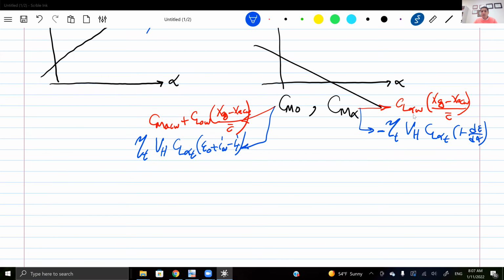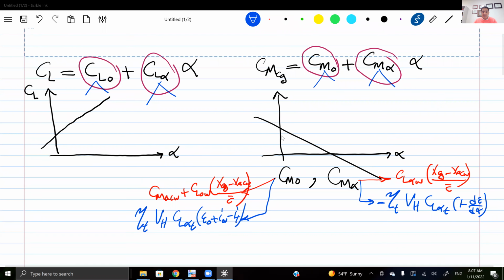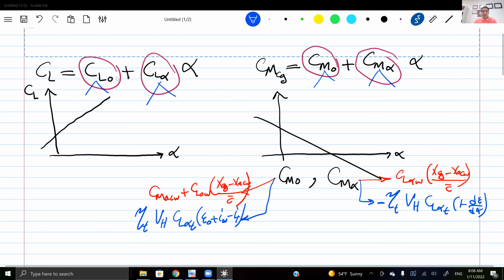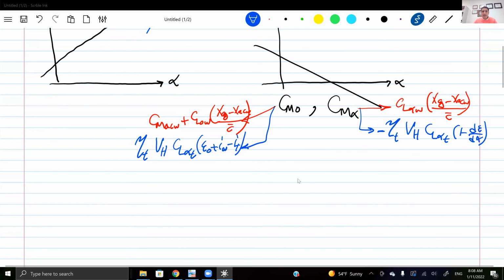The second is, once we have the equations, we need to get these numbers. I need to get the numbers for C_M0 and C_M alpha. We need to plug numbers into these equations to get the airplane lift and moment characteristics. And the third is, once we have the characteristics, what do we do with them? What can we infer about the airplane stability and control characteristics from these two lines, which means from these four numbers? Last time we covered the derivation.